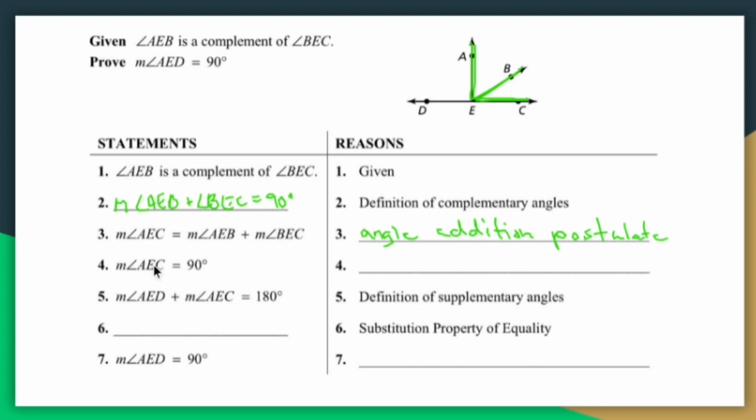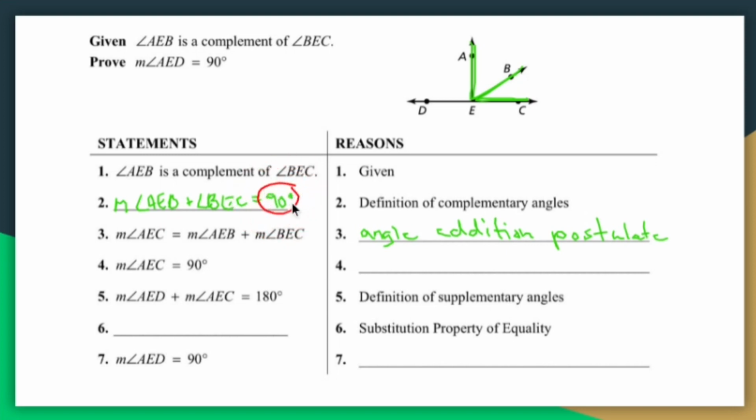The measure of angle AEC is 90 degrees. Now, usually when we get to a part where we look up here and we don't see a whole lot, we're trying to piece two previous pieces of information together. I see a 90 degrees up here. I don't see any 90 degrees in my given. I don't see any 90 degrees on my picture. And you're not allowed to go from your proof. So I have to look at previous information. And I see that 90 degrees lives up here in step two.